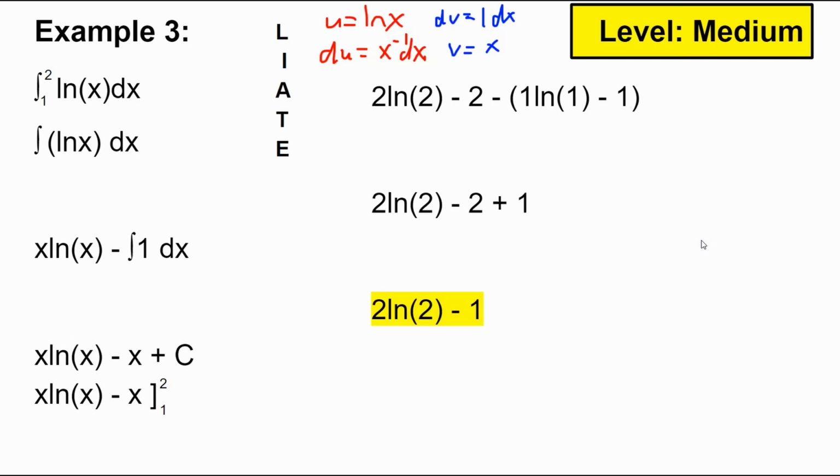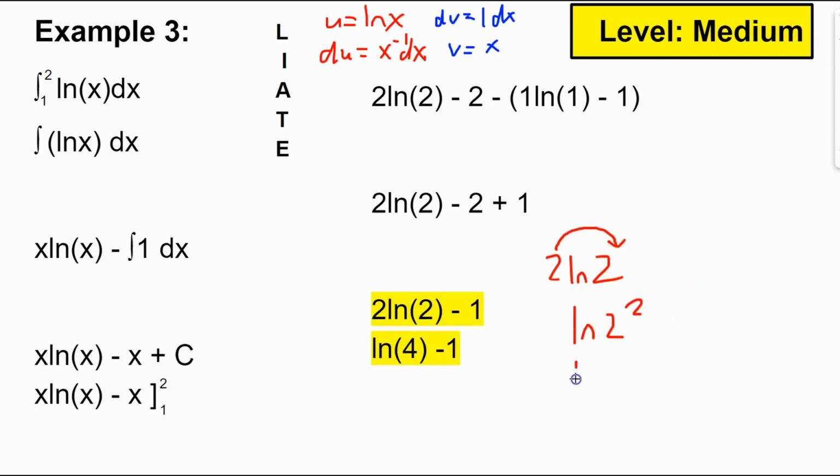You could also rewrite it as ln of 4 minus 1, because if you know your natural log properties, 2 ln of 2, you can rewrite this as ln 2 to the power of 2, because any coefficient of a natural log, you can turn it into an exponent to the value inside, hence it becomes ln of 4. So you can write the answer as 2 ln of 2 minus 1 or ln of 4 minus 1. Both are perfectly acceptable. So what's up next for integration by parts?